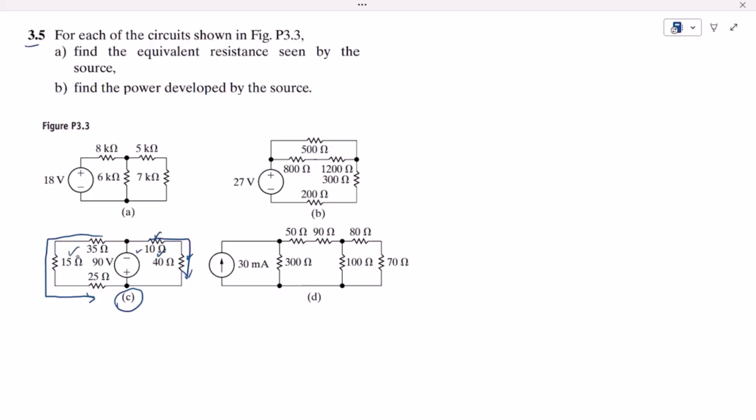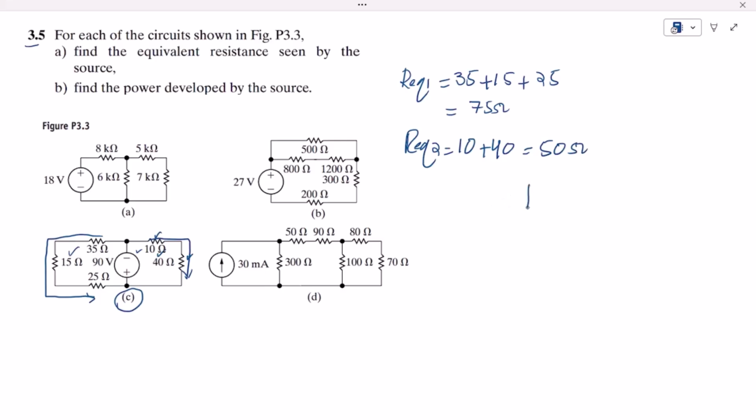Let me call the equivalent of these resistors R equivalent 1. So R equivalent 1 is 35 plus 15 plus 25. So this is 35 plus 15 is 50, plus 25 is 75 ohm, and R equivalent 2 is, here these two resistors are in series, so that is 10 plus 40, which is 50 ohm.